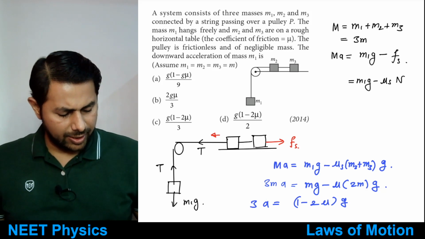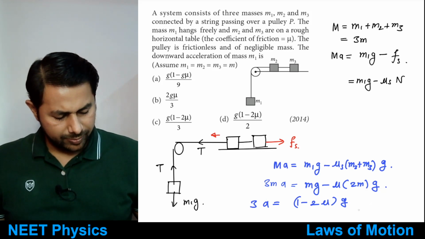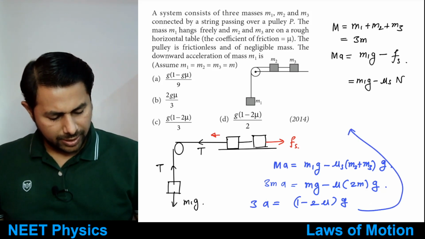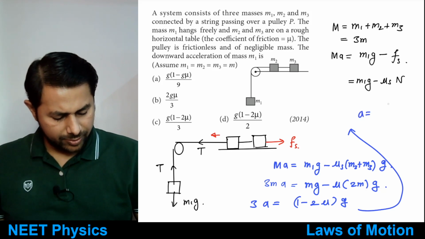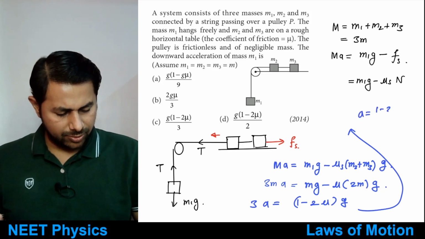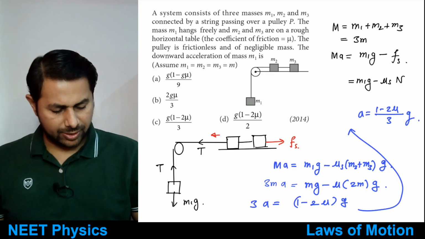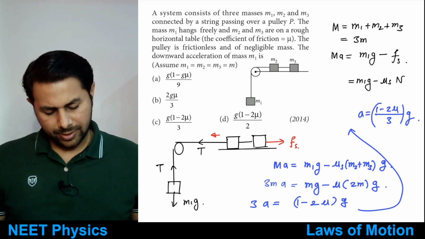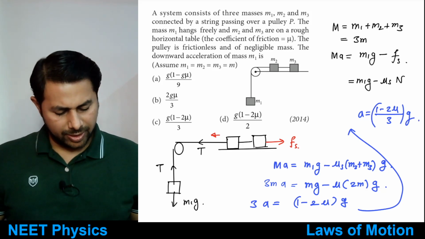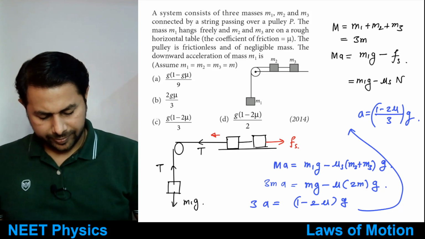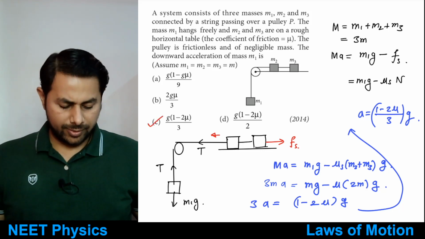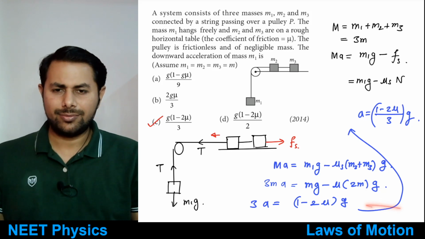This is 3a, therefore a is equal to what? Write it here: a is equal to (1 minus 2 mu) divided by 3 times g. So this is the answer, (1 minus 2 mu) divided by 3. So it is option C. Is this thing clear?